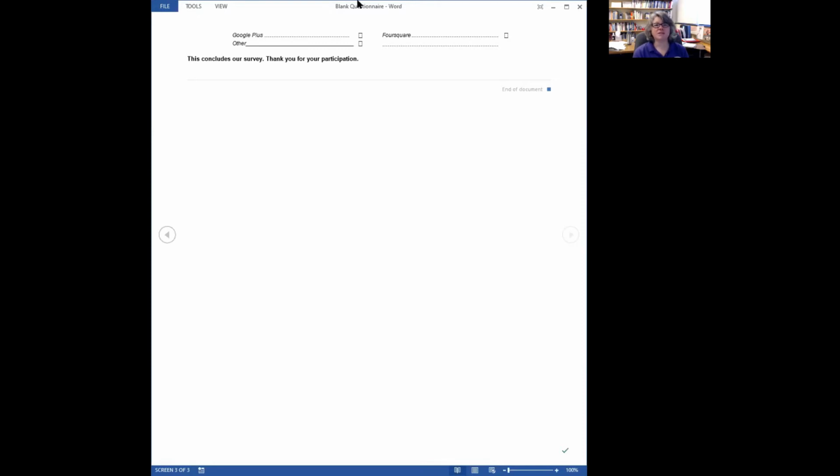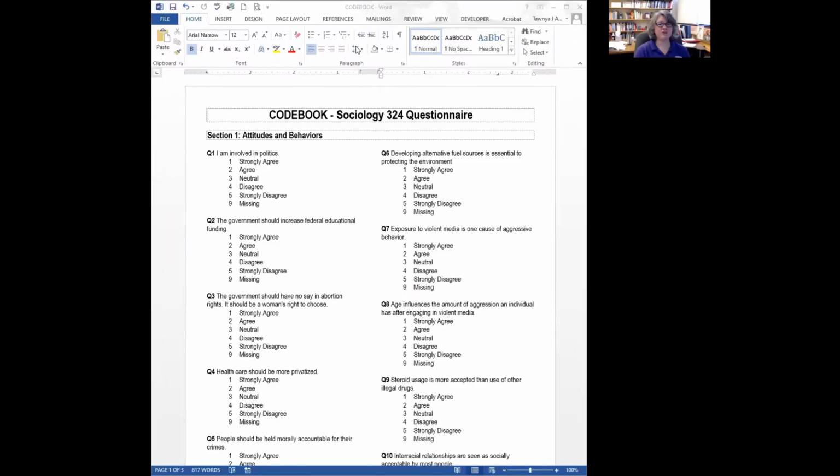Okay. So I'm going to stop sharing that screen, and I'm going to share what we call the codebook. Whenever you are doing a survey or doing some other kinds of data analysis, including content analysis, you create a codebook. And the codebook is essentially a guide for how that data is going to be entered into your software program for running data analysis. So the codebook looks a lot like the questionnaire. It has everything listed out.